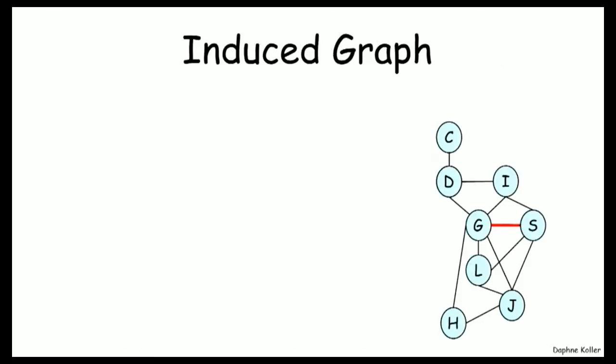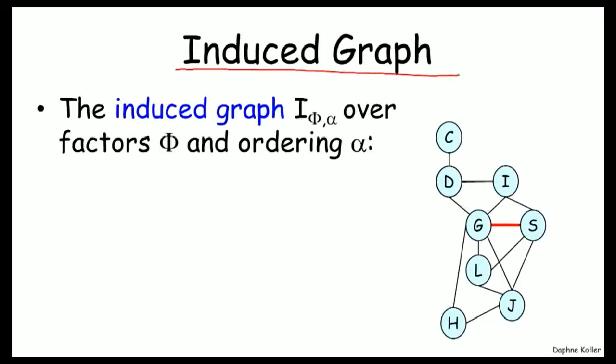So we can now take all of these edges that we ended up using and put them together in a single graph, and that graph is called the induced graph. The induced graph, which is denoted I of phi comma alpha, over a set of factors phi, is induced by a particular ordering alpha, because you remember that we were getting different complexities and we're going to have different fill edges depending on the order in which variables are eliminated.